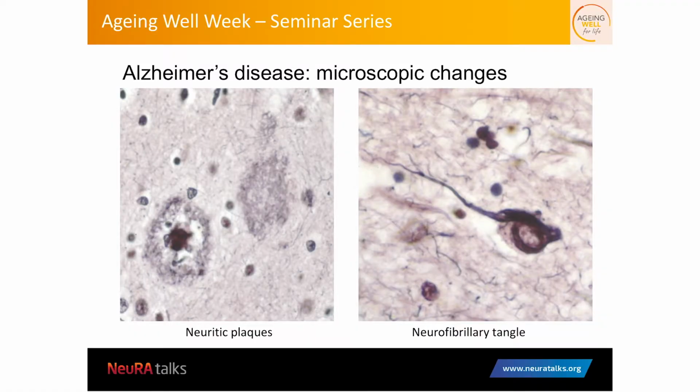Now, what did he find? He found a combination of two features. On the left, you can see a sort of fried egg arrangement here, and that's called a neuritic plaque. And then on the right here, you can see a sort of tadpole-looking thing, and that is a dense collection of protein inside a nerve cell, and that's called a neurofibrillary tangle. And this combination of plaques and tangles in the brain of a person with dementia is what we, strictly speaking, mean by the term Alzheimer's disease.